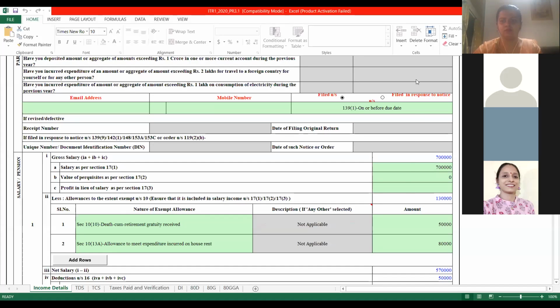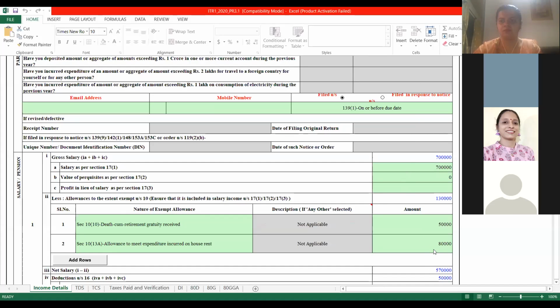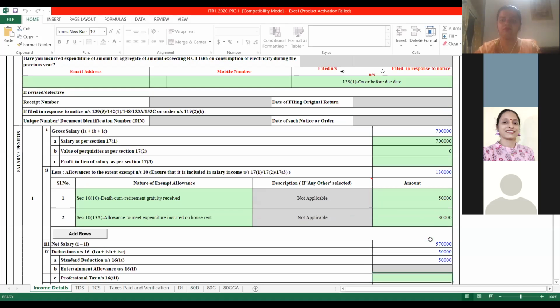Okay. So now, say for example, 80,000 is the amount of the house rent allowance, so that I have entered. And you can see in the blue cells, the calculation is done automatically. Some amounts have been calculated over there. So my salary was 7 lakh, out of which 80,000 plus 50,000, that is 1 lakh 30, is the exempt amount. So it is automatically getting deducted, and my taxable salary is showing as 5 lakh 70,000.